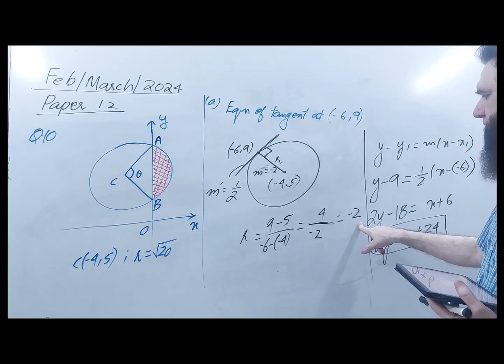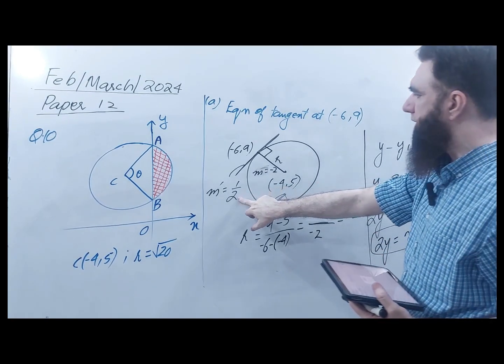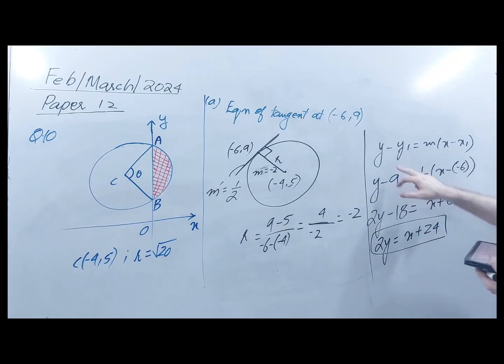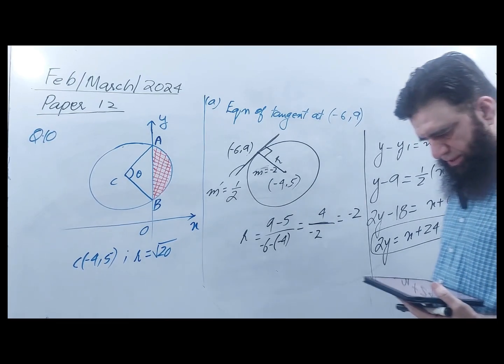There's 4 upon minus 2 gives us minus 2. And the gradient of the perpendicular line then would be 1 by 2. So y minus y1 is equal to m(x minus x1). So x plus 6, 2y minus 18. So 2y is equal to x plus 24. This is the equation of the tangent.